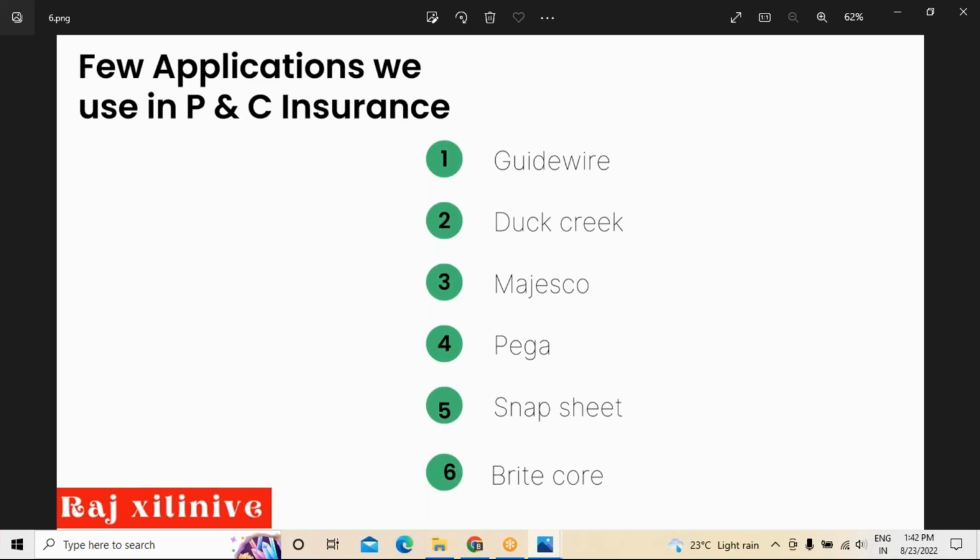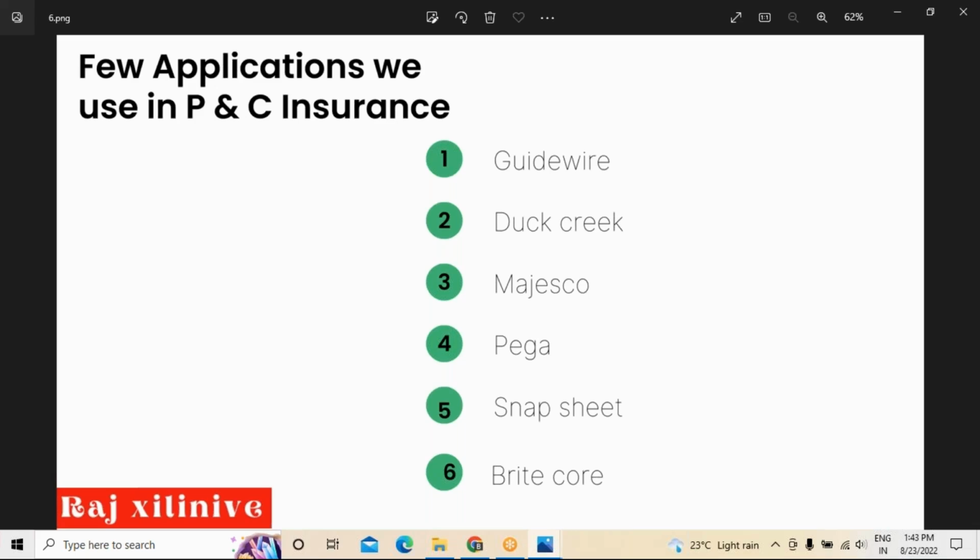At the same time, there is another application called Duck Creek. Guidewire and Duck Creek are the more prominent ones in the market, widely used across industries. One of the applications called Majesco is also being used nowadays. Pega business process management has an application for P&C insurance. Then Snapsheet. And last but not least, Brightcore is a cloud-based application widely used across industries for managing claim processing, claim adjudication, all that.